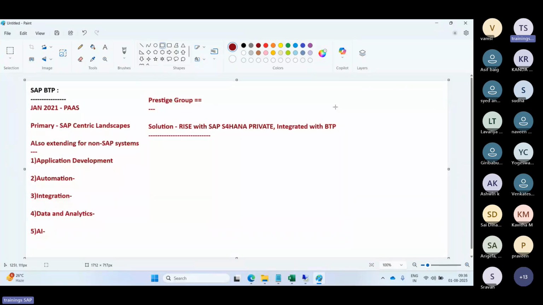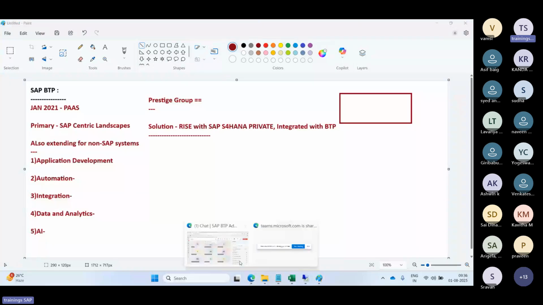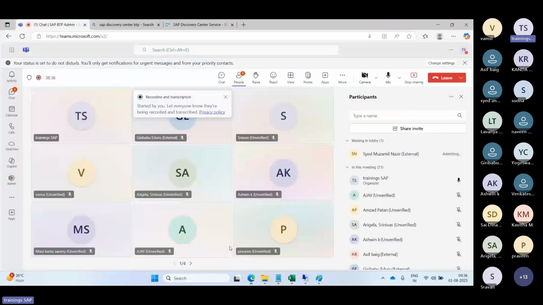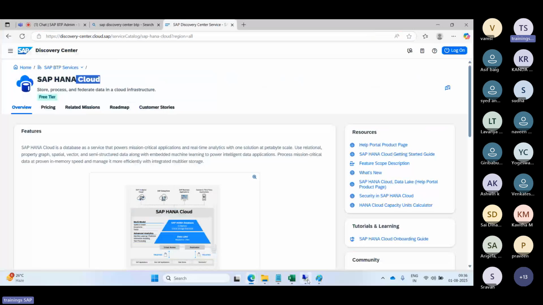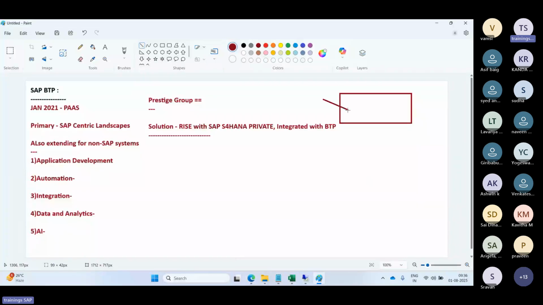So in BTP, SAP will provide one global account to you. Inside the global account, SAP will provide all the listed services, whatever listed services you have in the Discovery Center; they will provide them at the global account level, right? From here, you need to build one sub account or multiple sub accounts.